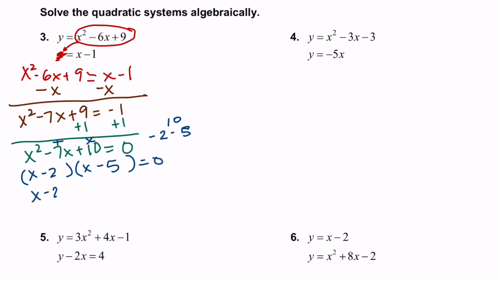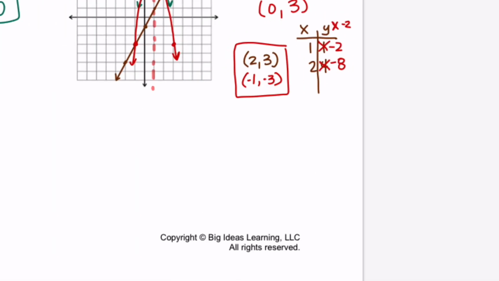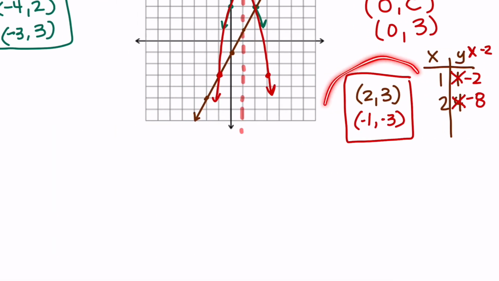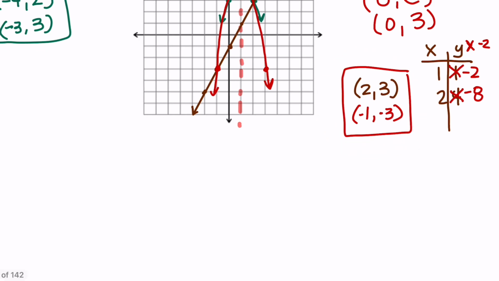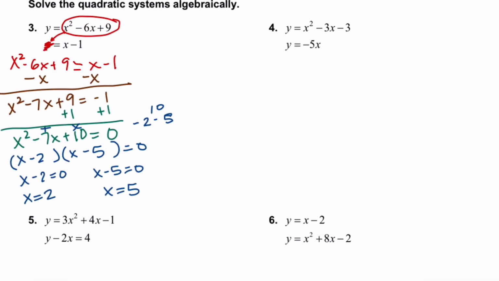We're going to have x minus 2 equals 0 and x minus 5 equals 0. We add 2 to both sides of the equal sign, I get x equals positive 2. Add 5 to both sides of the equal sign, I get x equals positive 5. Now, we know that x equals 2 and x equals 5, but remember, we're not looking for just what the x is. We want ordered pairs. So we're going to have a 2 for my x and a 5 for my x.